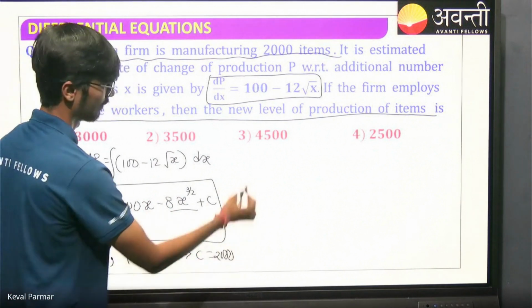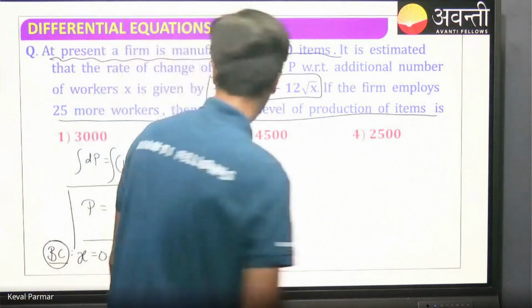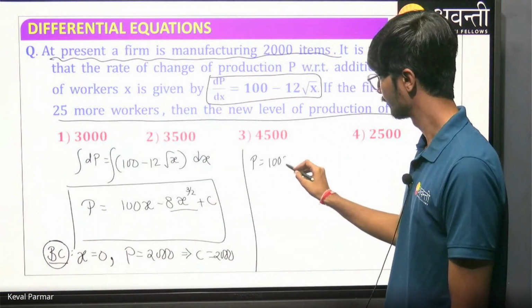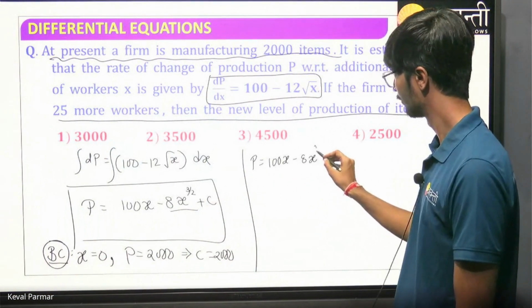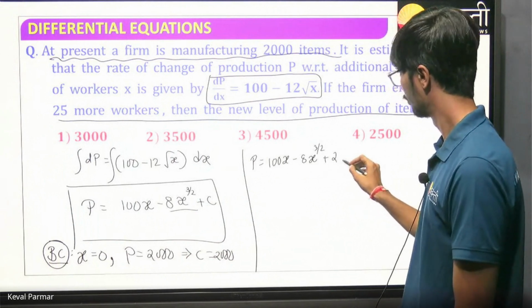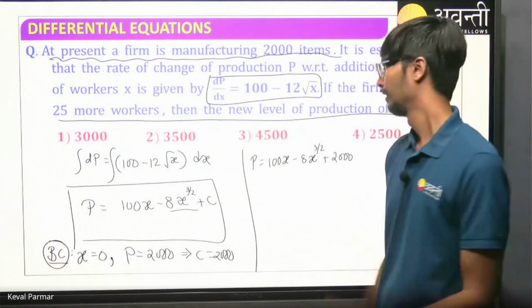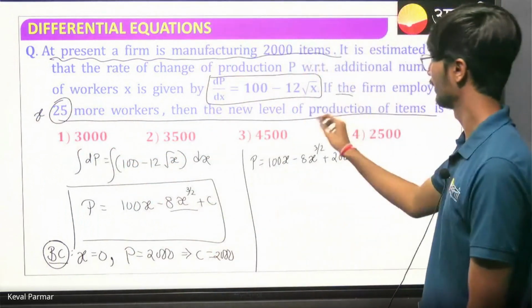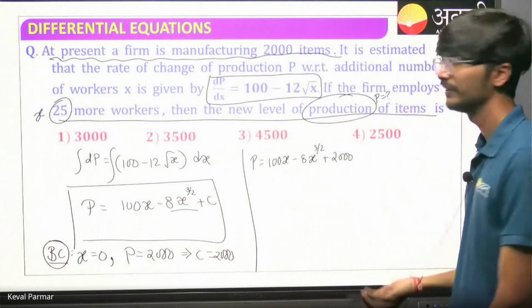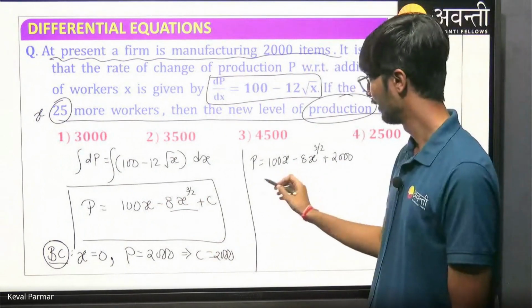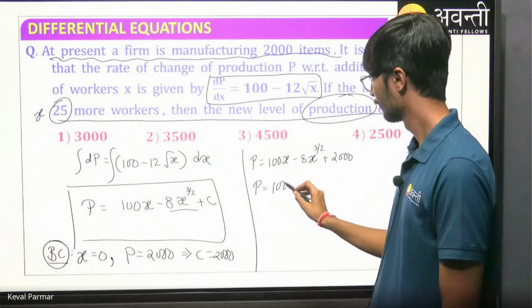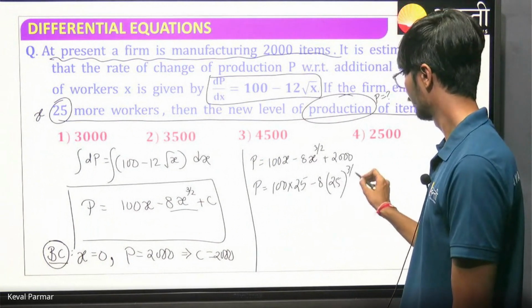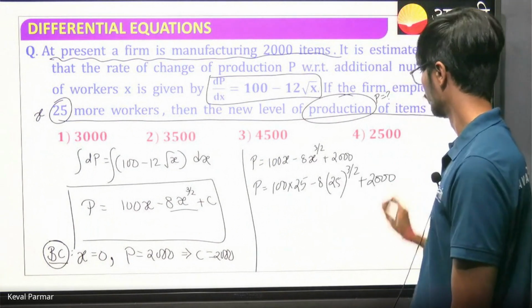2000. Right. So now my equation will become p is equal to 100x minus 8x raised to 3 by 2 plus 2000. We got an equation. Now they are asking, x equals 25, what is p? Very simple. Just substitute the value x equals 25. So P equals 100 into 25 minus 8 into 25 raised to the power 3 by 2 plus 2000.